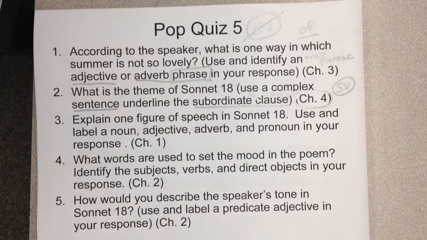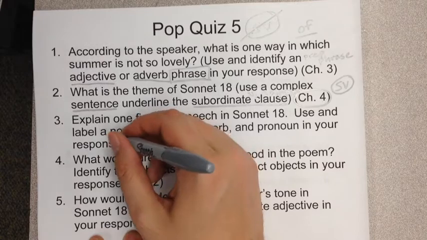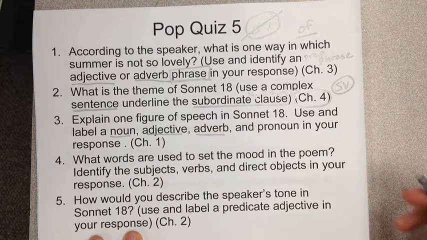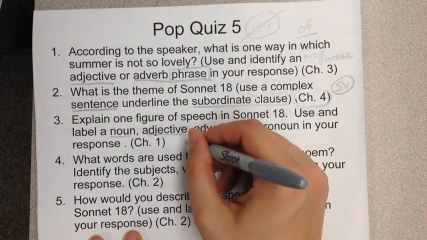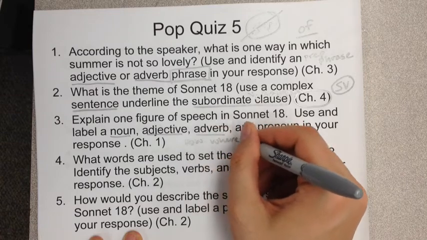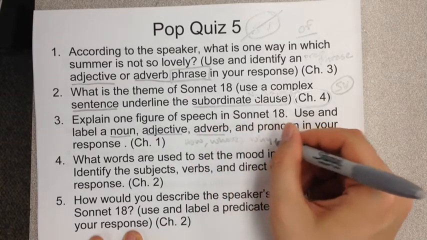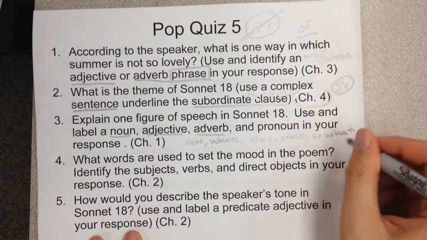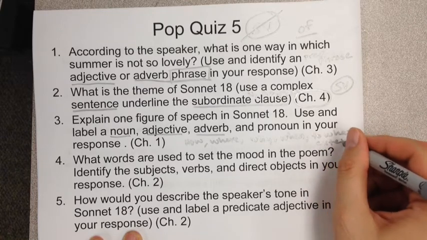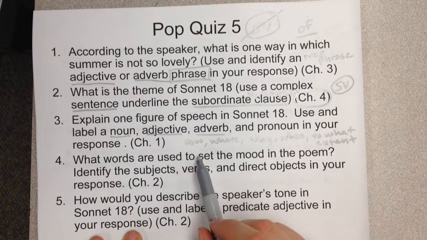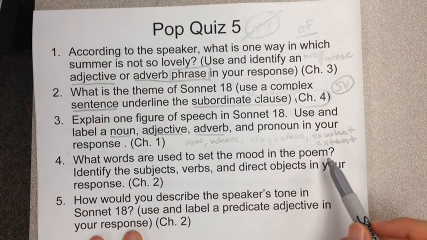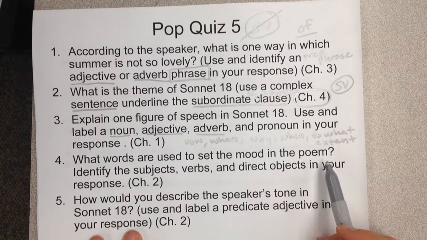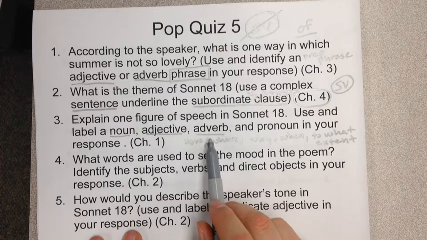3. Explain one figure of speech in Sonnet 18. Use and label a noun, person, place, or thing; adjective, word that describes a noun or pronoun; adverb, a word that answers these questions: how, where, why, when, to what extent. That's what an adverb does. And adverbs don't describe nouns. Adverbs tell us how things are done, where, why, when, to what extent something is done, but they can also describe adjectives and other adverbs.